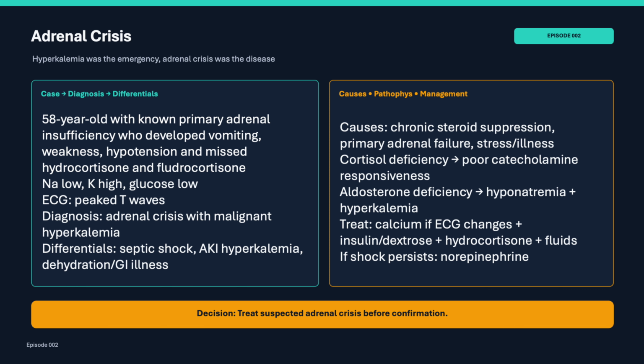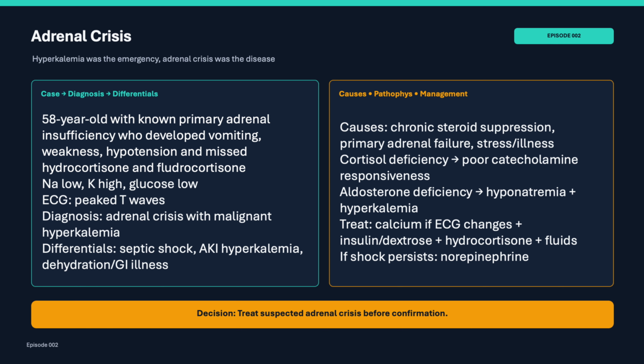Our second case involved a patient with primary adrenal insufficiency who developed vomiting, weakness, confusion, and severe hypotension after missing steroid replacement during an acute illness. The investigation showed hyponatremia, hyperkalemia, and hypoglycemia. The ECG showed peaked T waves.